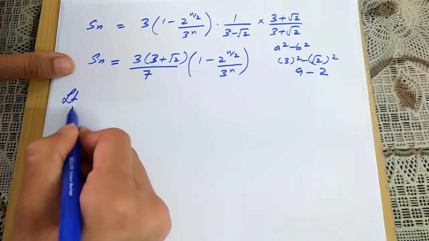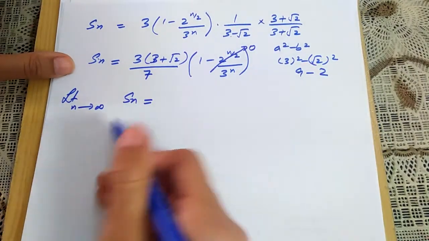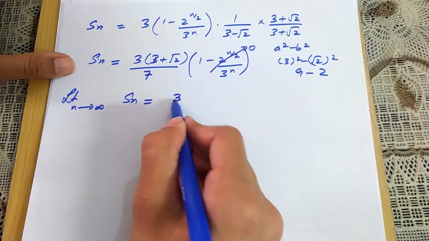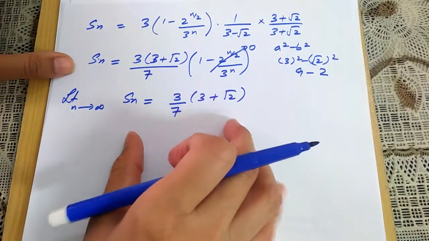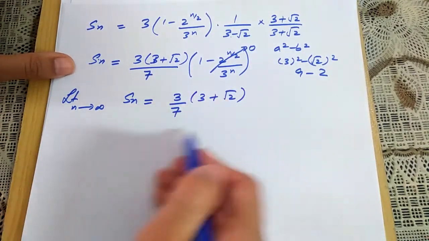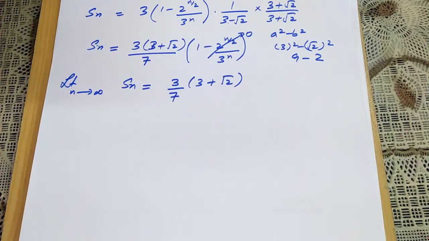Now if you apply the limit n approaches infinity on Sn, this term will go to 0. So you will be left with 3/7 into (3 + root 2). So the given series is convergent and its sum is this value. Now move on to question number 4.